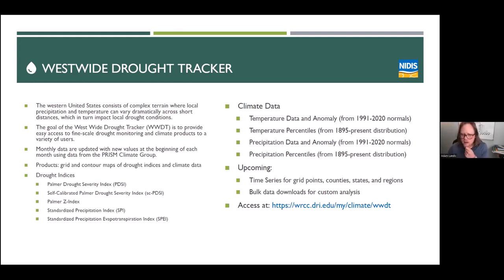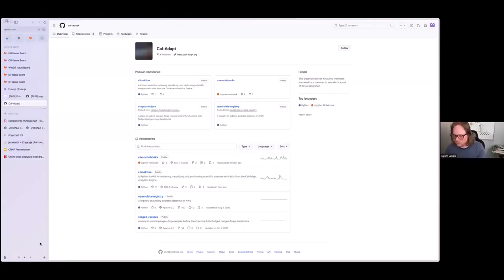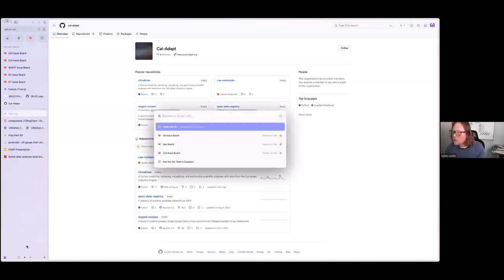All right, and now I'm going to go into a demo of some of these tools. So I'm going to share my screen. All right, can everyone see my screen? Yes. All right, I'm going to go ahead and go to our website. So that's wrcc.dri.edu/my.